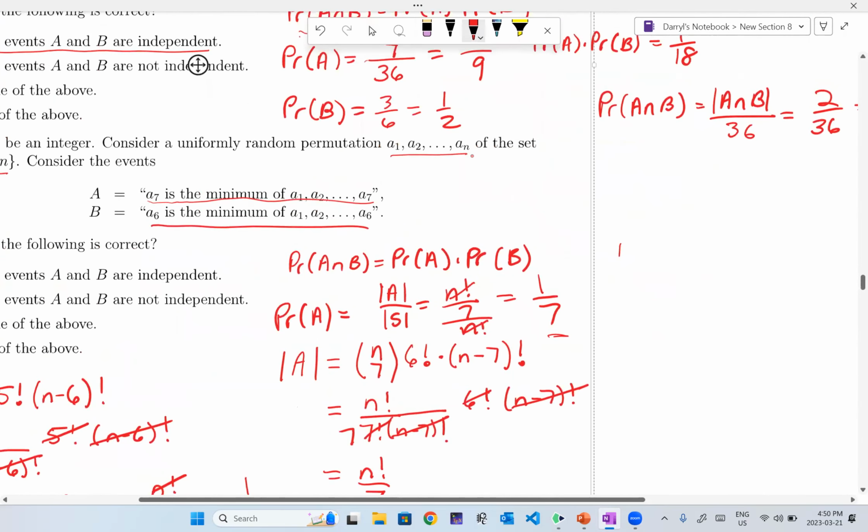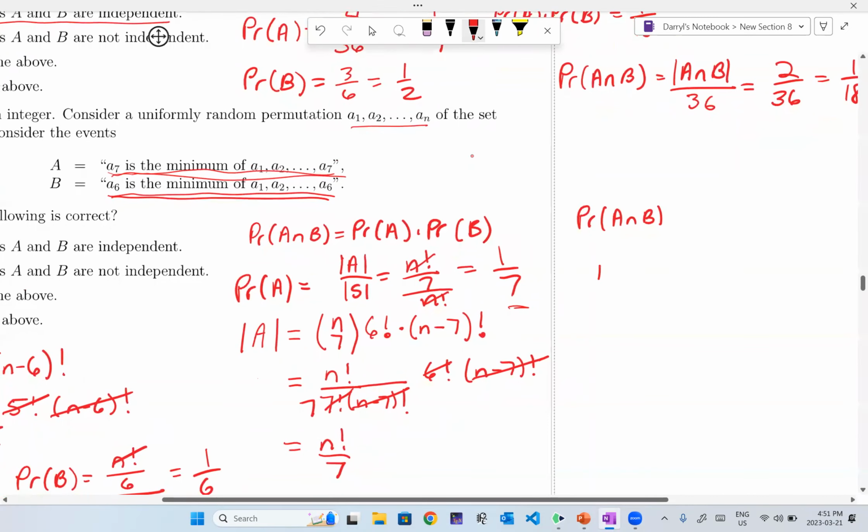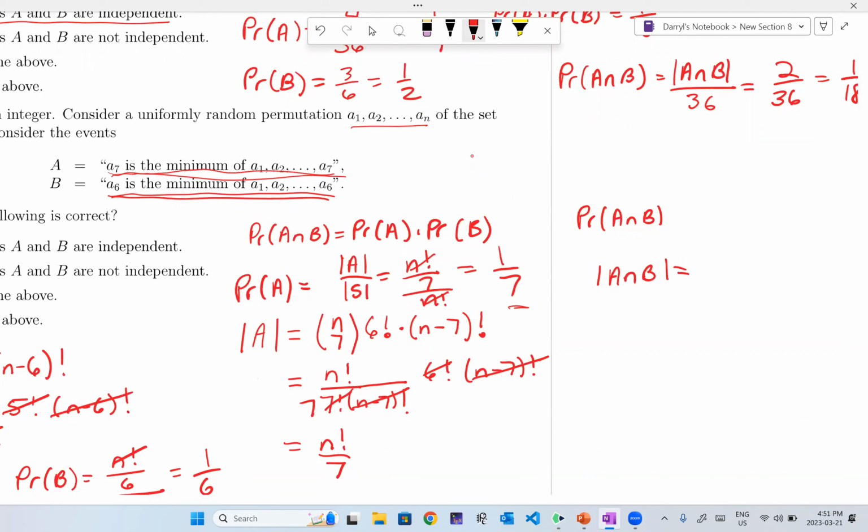So probability of A intersect B. That means the minimum of the first 6 is in location 6, and the minimum of the first 7 is in location 7. So first I'm going to start by counting A intersect B. Again, I'm going to choose 7. I need to know the first 7 locations. So I'm going to choose 7 numbers.